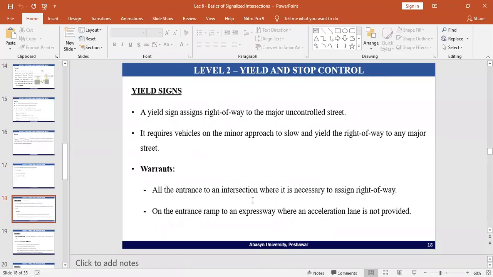You will have to use this yield sign at the entrance to an intersection where it is necessary to assign right of way, and the second case is on the entrance ramp to an expressway when an acceleration lane is not provided. For example, if the traffic from the minor road has to directly merge with the traffic of the major road, there is no dedicated lane for the minor road traffic on the major road.